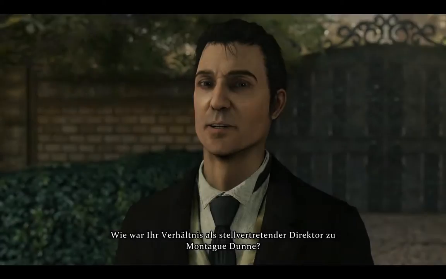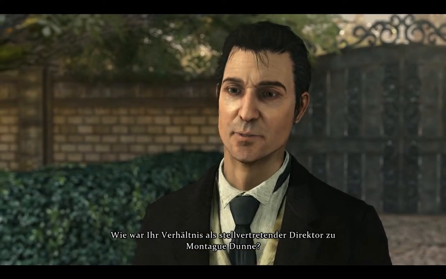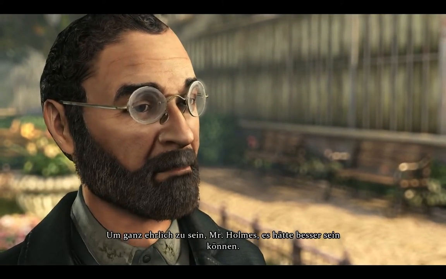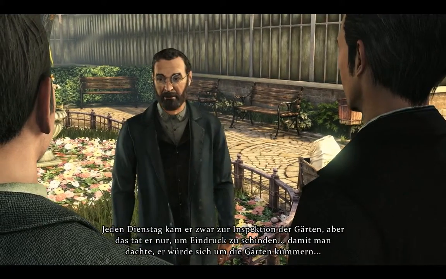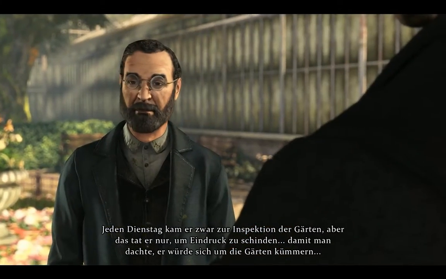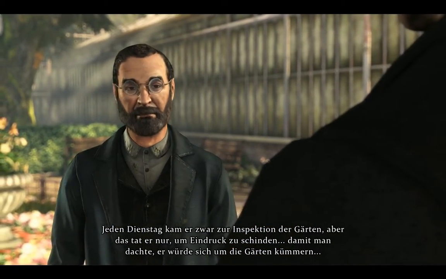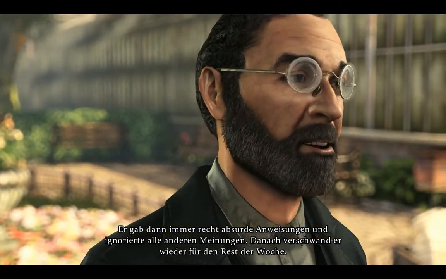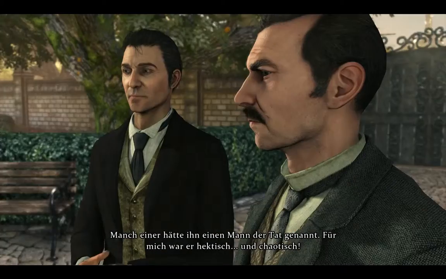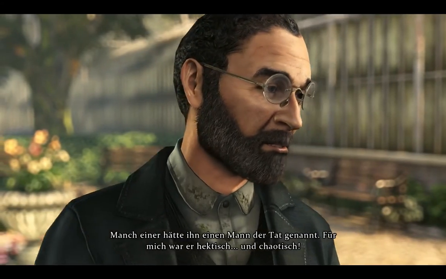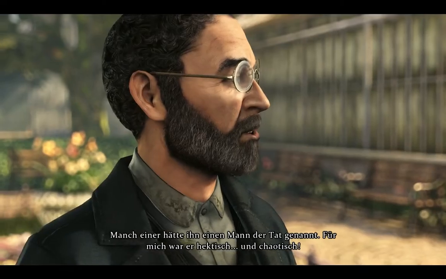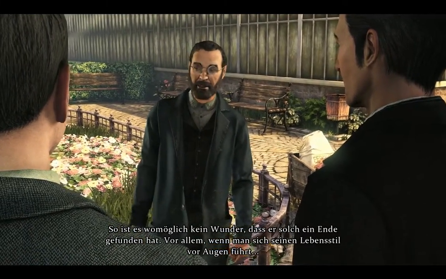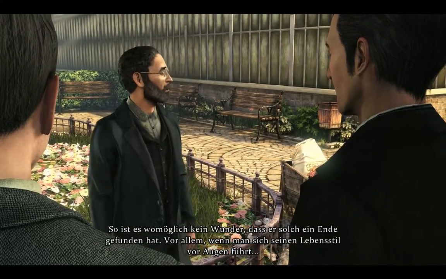As deputy director, how was your relationship with Montague Dunn? To be honest with you, Mr. Holmes, it could have been better. You see, every Tuesday he would carry out his inspection of the gardens, but it was solely to make an impression. Great pretense that he cared at all. He would give out absurd orders, ignoring anyone else's opinion. He would then disappear for the rest of the week. He was what some might call a man of action. I'd say rather he was overzealous and chaotic. So after all, it was no wonder, perhaps, that he ended up like that. If you take into consideration his kind of lifestyle.